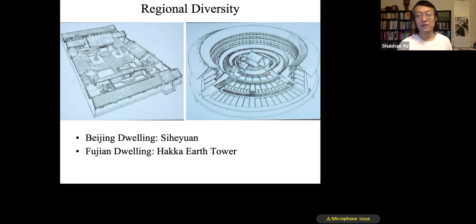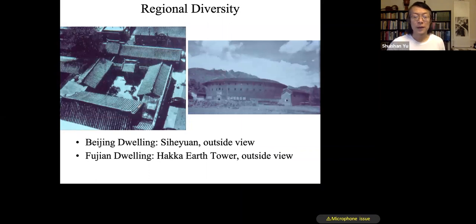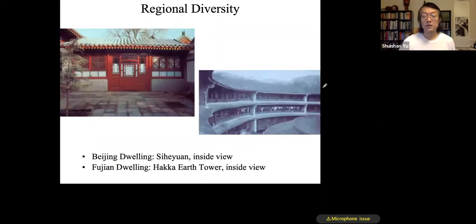But still there is regional diversity that is not represented by the official style, like the Beijing courtyard or the Forbidden City, which is basically a supersize courtyard. And this is just another image showing how they look from the exterior. This is the Beijing courtyard house, and this is the Hakka Earth Tower from Fujian province. This is from the interior, all right? I'm just using this one pair of examples to show the difference: the interior of the courtyard of the Beijing Siheyuan and the interior of this Hakka Earth Tower, from inside.